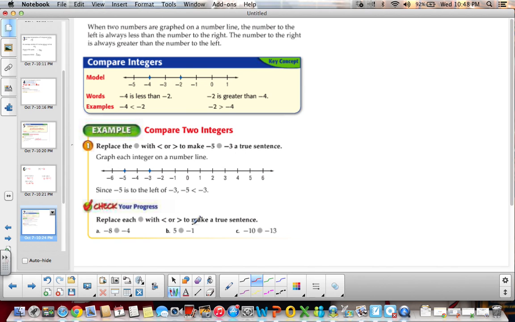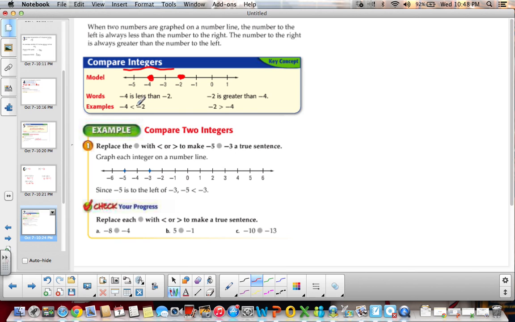Okay, this is a couple things from lesson 2 too. So when two numbers are graphed on a number line, the number to the left is always less than the number to the right. Okay, the number to the right is always greater than the number to the left. So if we put two numbers on a number line like -4 and -2, we know because the number to the left is always less than. So -4 is to the left, so -4 is less than -2. We could also write it as -2 is greater than -4.